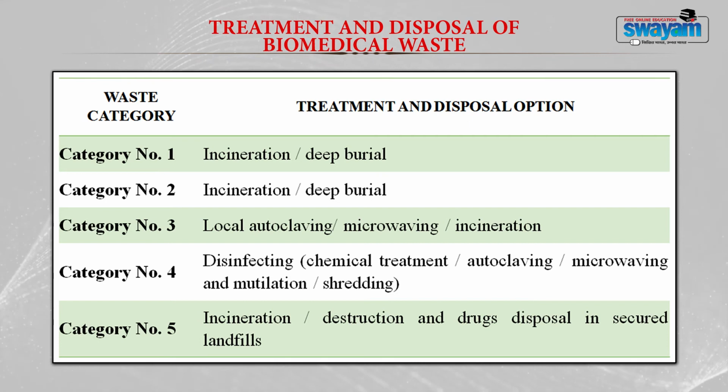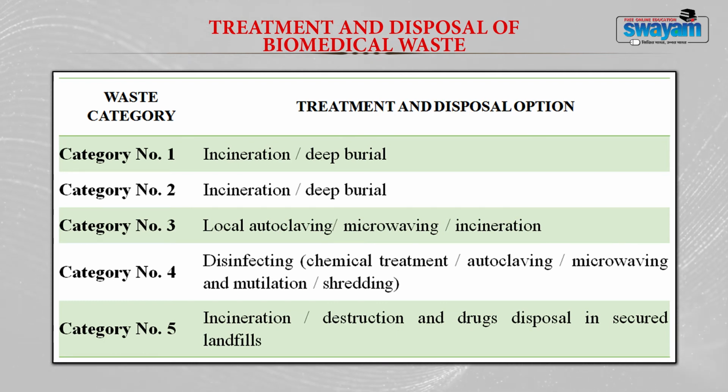I hope you remember in the previous module we discussed the 10 different categories of waste under the segregation section. For each of these categories, a proper treatment as well as disposal option has been suggested. This is given under the biomedical waste handling rules. For category 1, it is generally incineration and deep burial, same as for category 2. Now, what are the wastes that come under category 1 and 2? Category 1 is human anatomical waste and category 2 is animal waste.